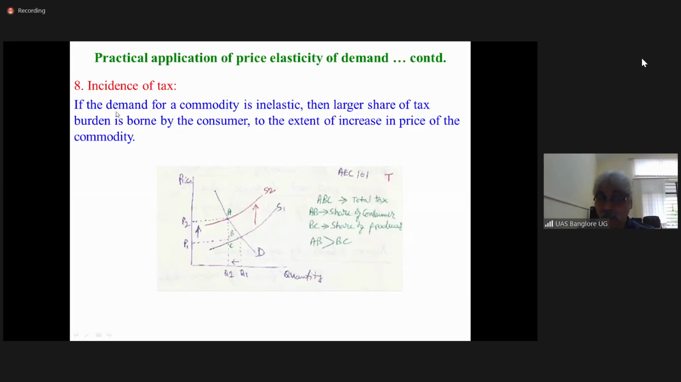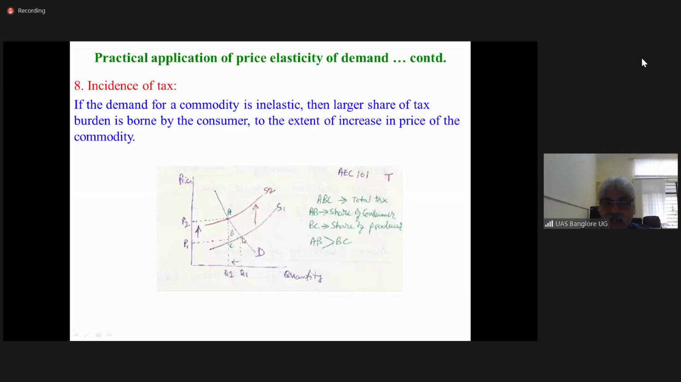Okay, I repeat, if the demand for a commodity is inelastic, then larger share of tax burden is borne by the consumer to the extent of increase in price of the commodity. Now what happens is, here we have the graph. This is the supply curve, original supply curve. When the tax is imposed, cost of production increases. When the cost of production increases, the supply decreases. The price increases. When the tax is imposed, the price increases.